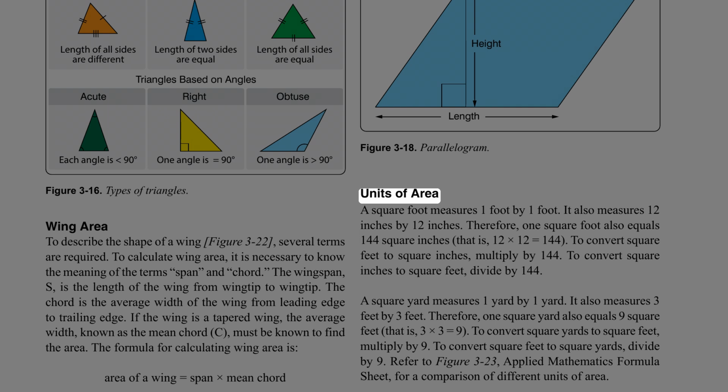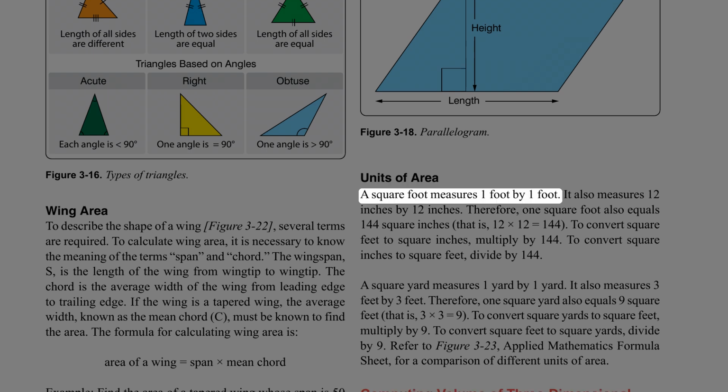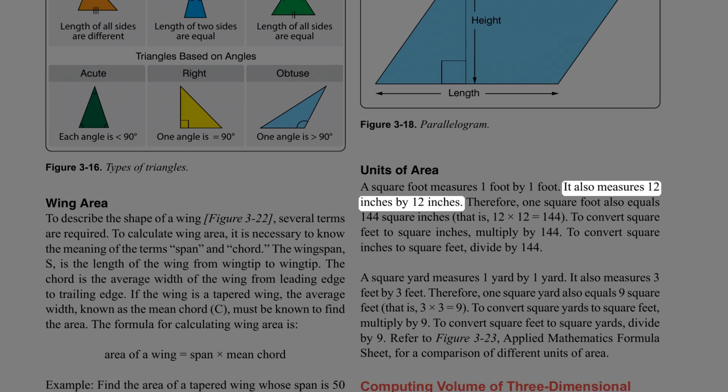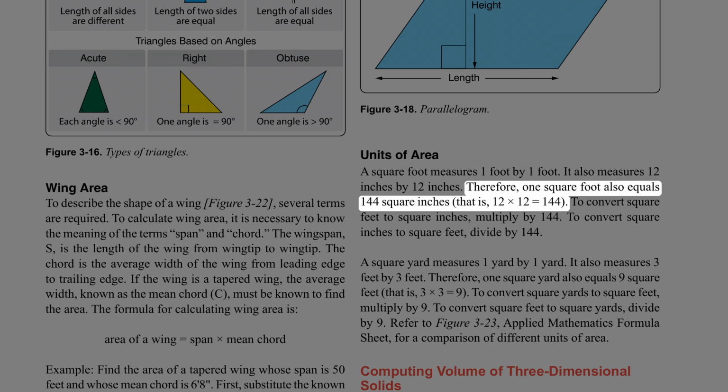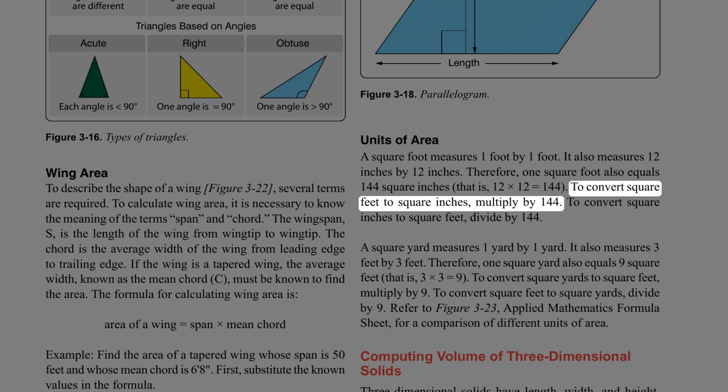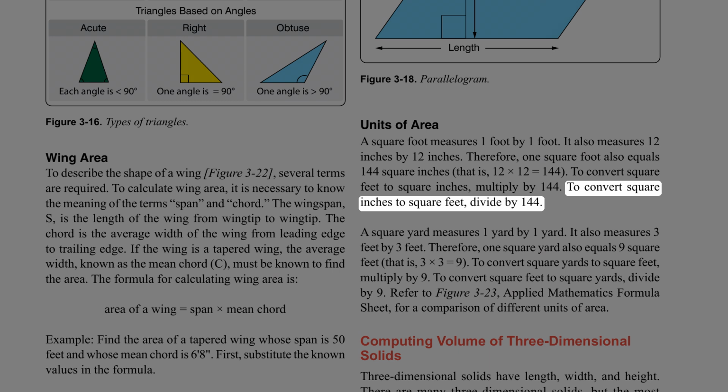Units of area. A square foot measures 1 foot by 1 foot. It also measures 12 inches by 12 inches. Therefore, 1 square foot also equals 144 square inches. That is, 12 times 12 equals 144. To convert square feet to square inches, multiply by 144. To convert square inches to square feet, divide by 144.